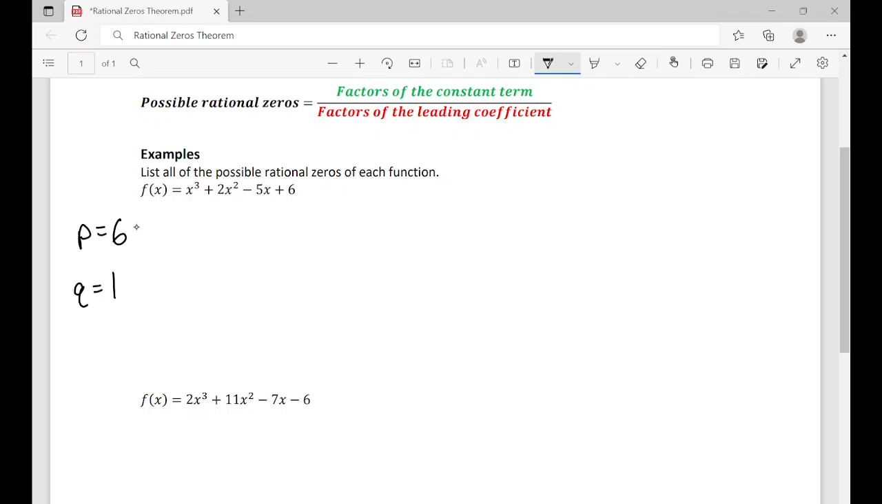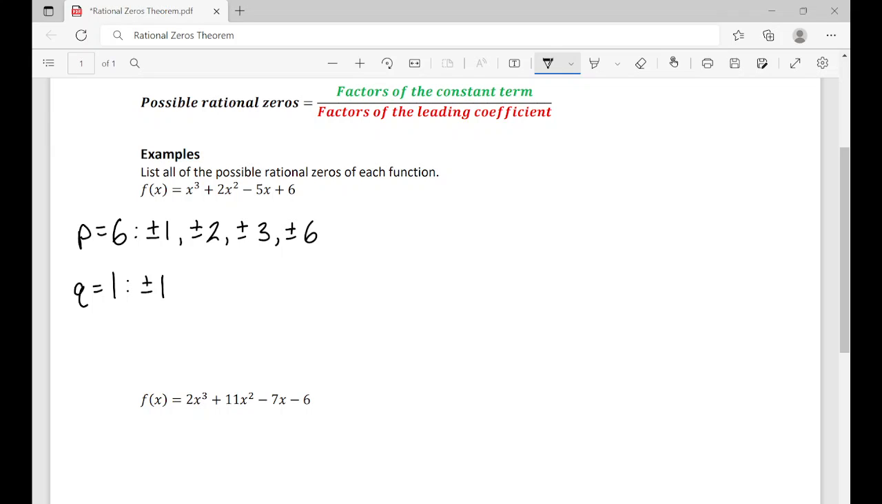And it's best just to list all the factors off. And when you list the factors off, they have to be written as both their positive and negative versions. So the factors of 6 are going to be plus minus 1, plus minus 2, plus minus 3, plus minus 6. And for 1, it's just plus minus 1, because there's nothing else but 1.